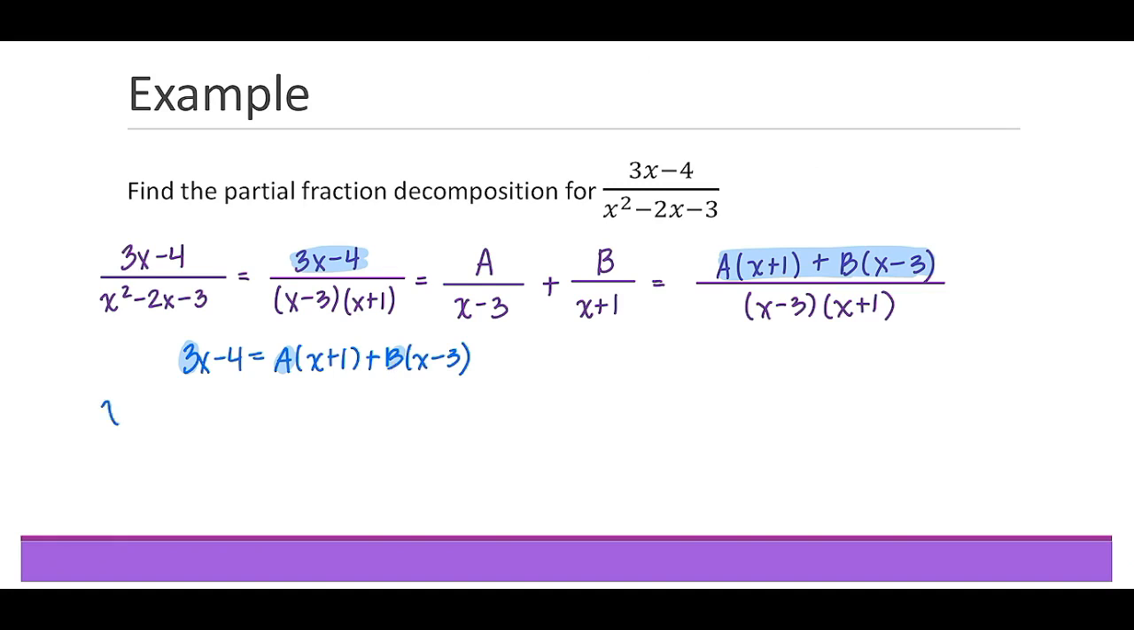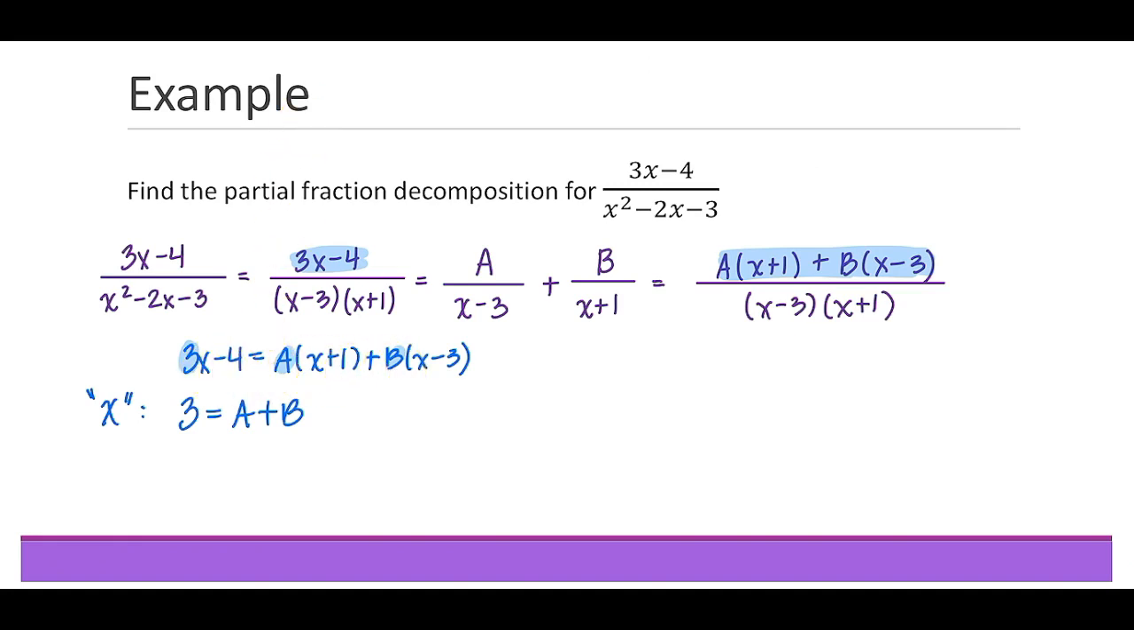So here's what I'm going to do to organize my work. In front of the x terms, I have a 3. Well, that would have to equal a plus b. So the stuff in front of x on the left would have to equal the stuff in front of x on the right if the left side is truly equal to the right side.